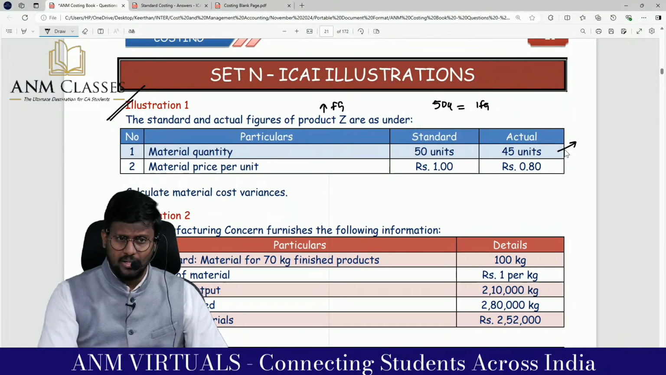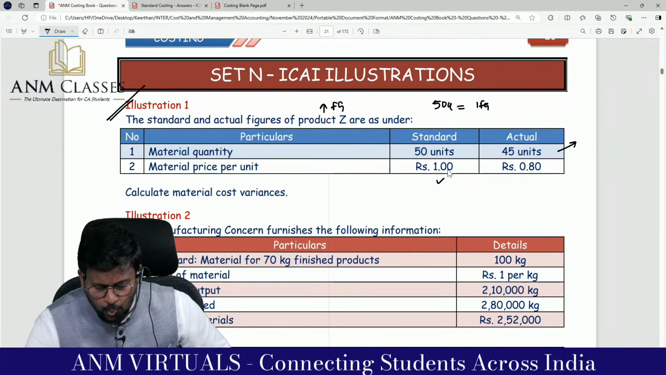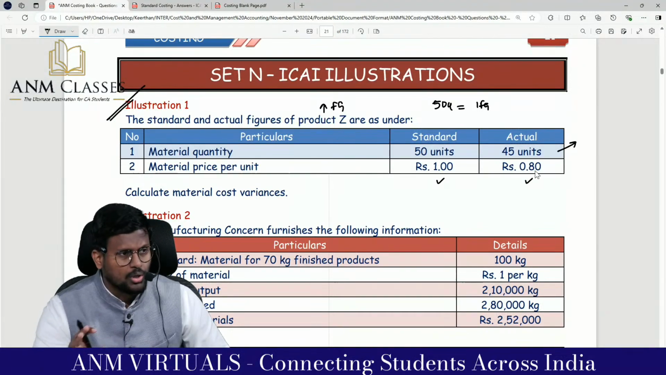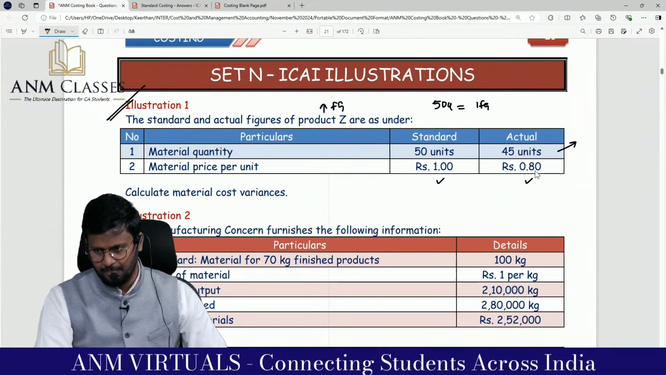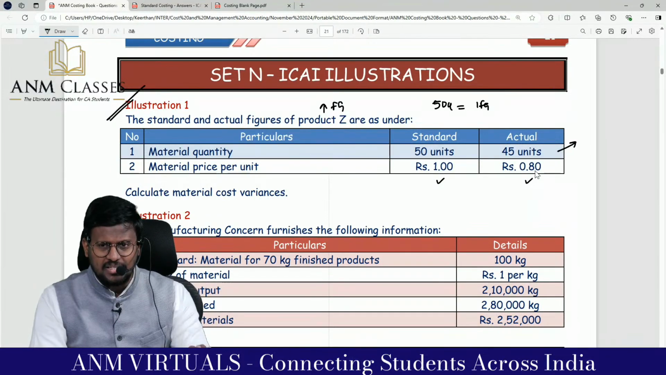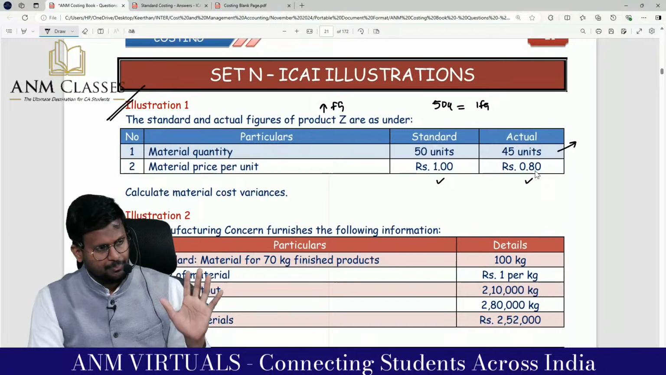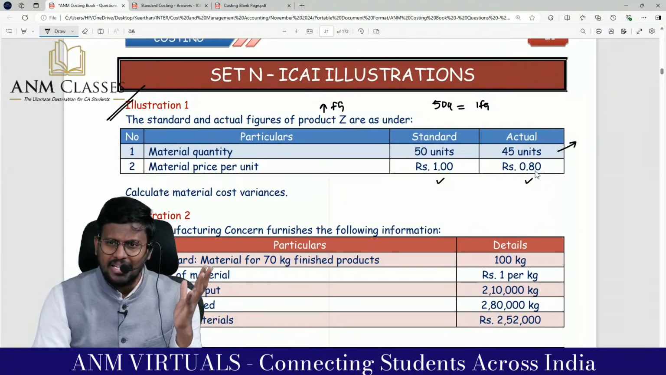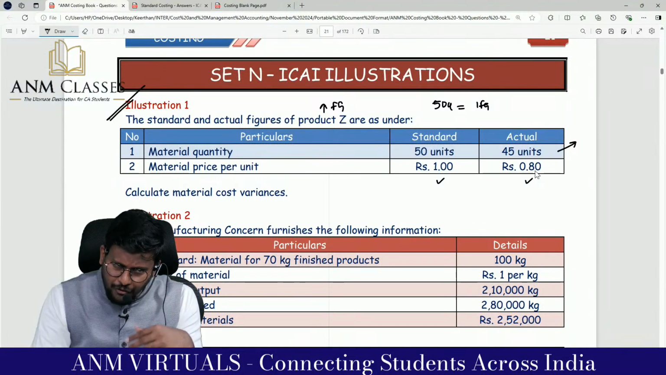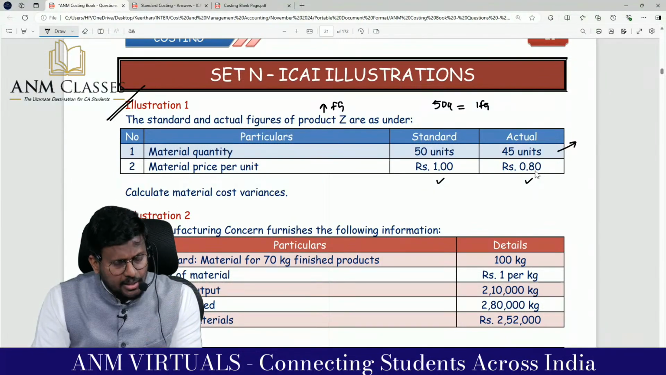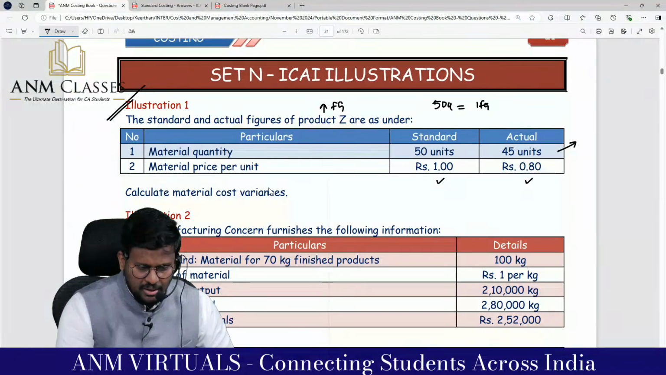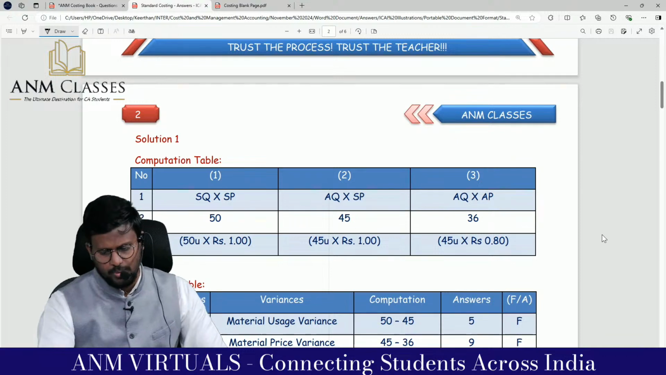Material price variance: I have to buy at 1 rupee. That's my standard price. But I have bought only at 0.8 rupees. That means my material price variance is also favorable. Since my material usage variance and price variance are favorable, automatically my material cost variance will be favorable. Calculate material cost variances is the question.